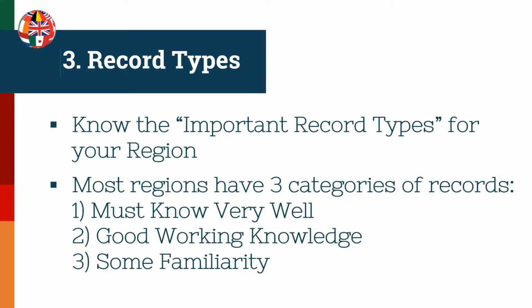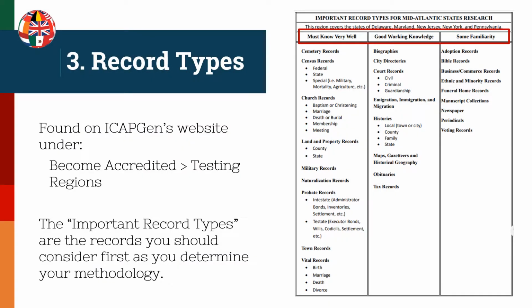The next category of questions on the test would be the important record types for your region. Most of the testing regions have three categories of records: the must know very well, good working knowledge, and those that you need to have some familiarity with. Here is an example of the important record types for the Mid-Atlantic region, and you can see the three categories of must know very well, good working knowledge, and some familiarity.